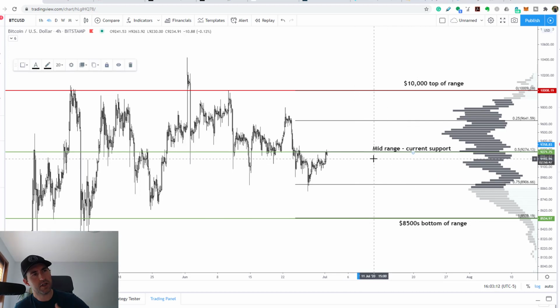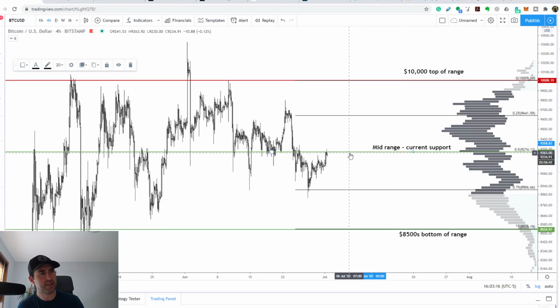And if you look closely, here is the mid-range current support, or actually resistance right now because price is underneath. The price is sitting right at the mid-range of this range between 10,000 and 8,500. So this has been a key level to watch for a while. And I've said if Bitcoin can close above this area, I think that it has the ability to move on up, at least up to the previous high.